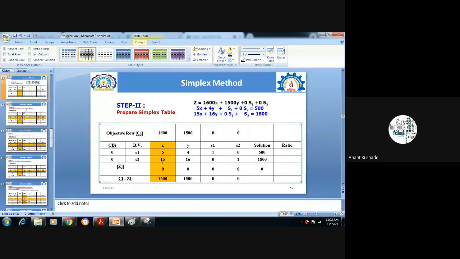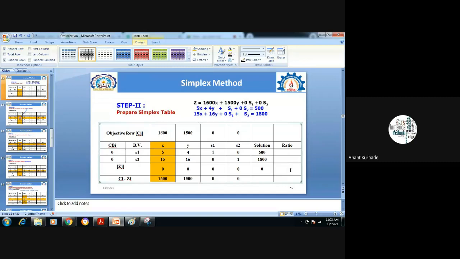Now the next part, we have to assign the key row. How many rows are there? Two rows, this is the first and this is the second one. Out of these two, you can have only one key row. So how to find the key row?